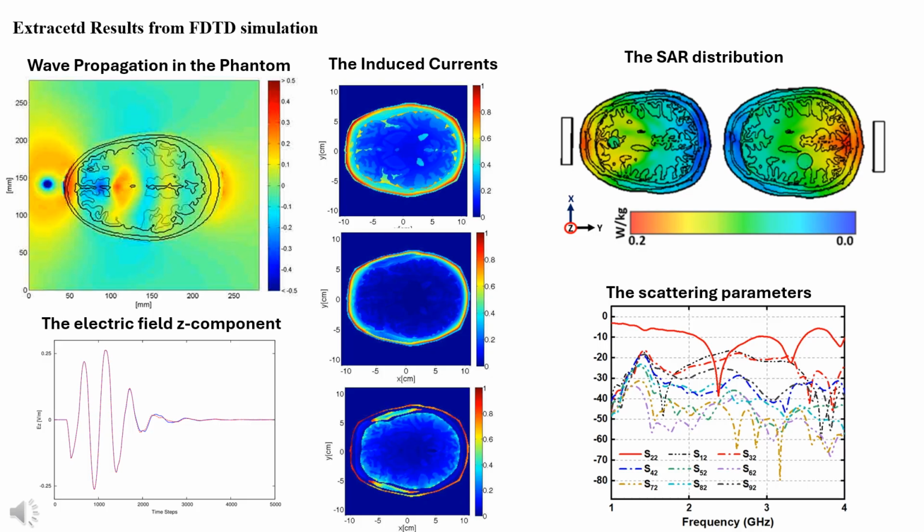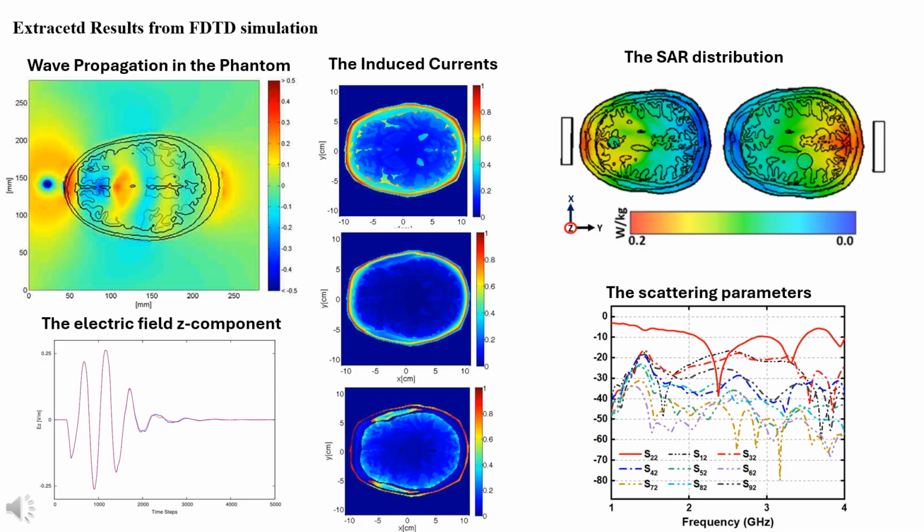The left side illustrates wave propagation within the phantom model. Here, a portion of the launched wave is seen to have coupled into the brain matter, predominantly traveling along the x-axis through the brain. In addition, the electric field component EZ is plotted as a function of time. Notably, at around the 2400th time step, distortion in the waveforms becomes evident. In this instance, no waveform distortion is observed, however, a slight but noticeable phase shift occurs around the 2000th time step. The middle column displays the normalized induced currents for different operating frequencies: 1 GHz, 2.5 GHz, and 4 GHz.